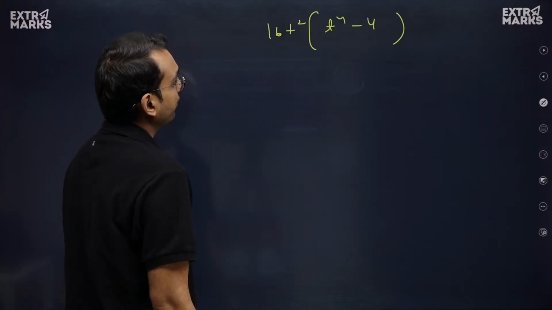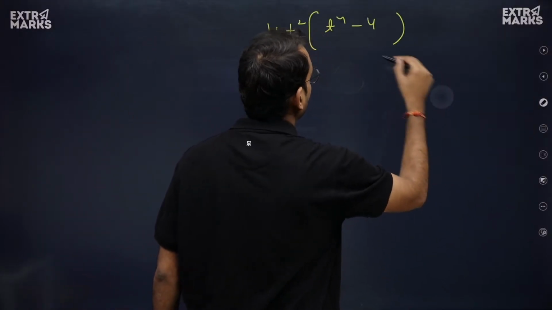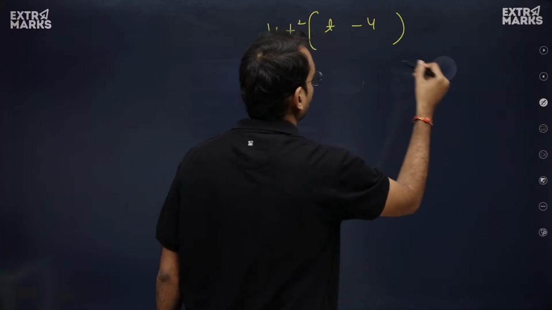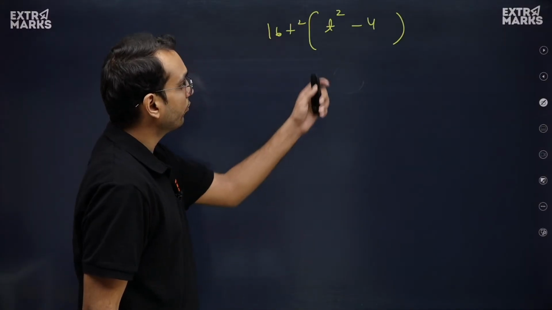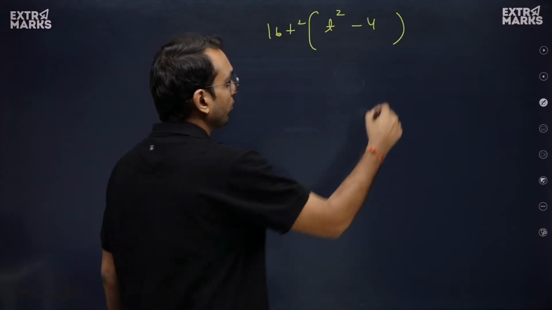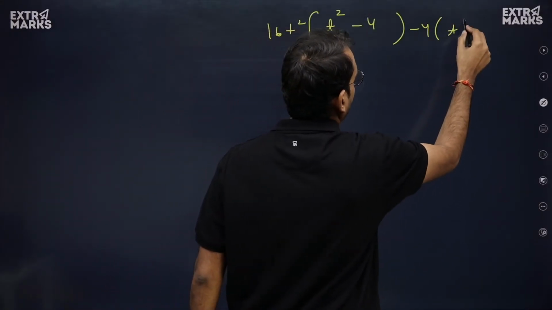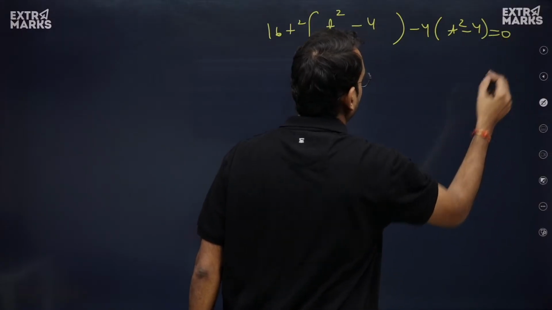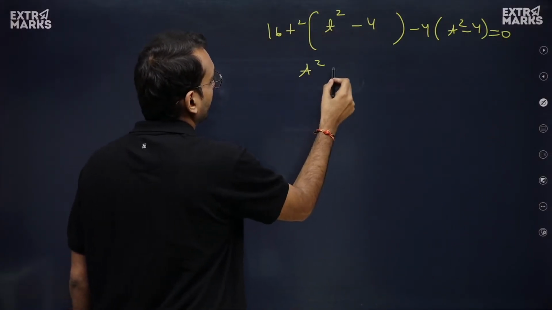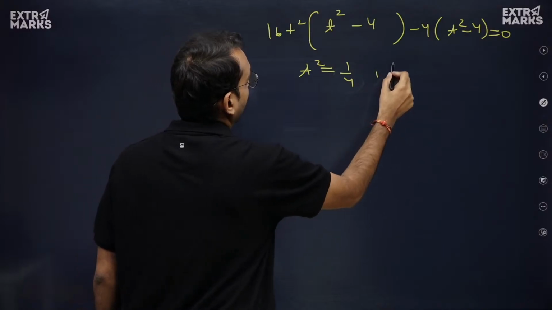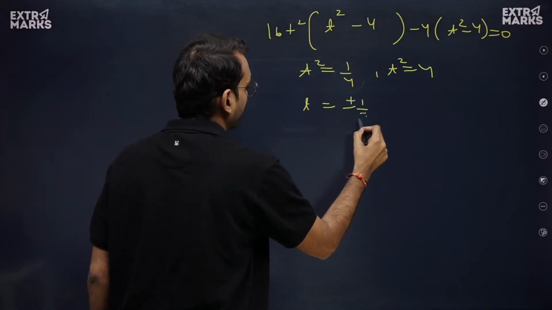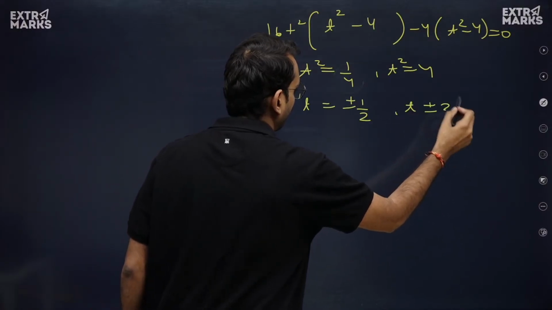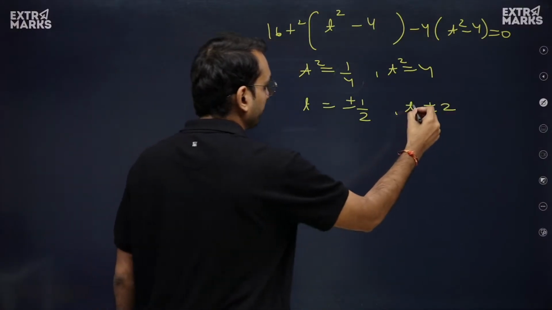And here it will be again t^2, right? So 16 t^2 common, so t^2 minus 4 is there: (4 t^2 minus 1) and (t^2 minus 4) equals 0. t^2 is basically 1 by 4 and t^2 is 4. So t is basically plus minus 1 by 2, and t is plus minus 2, right?